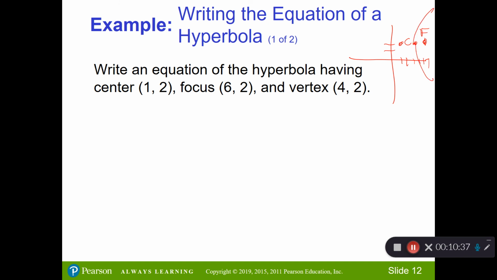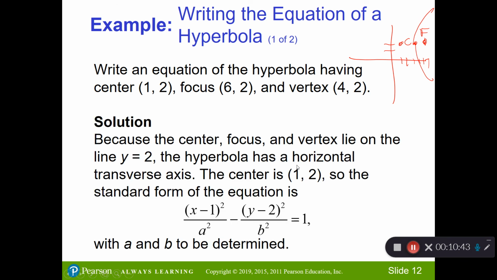Well, if that's a vertex, that's a focus. I open around the focus. I've got to be going that way. So the x has got to be the one that's positive. We're opening left and right. So I know that x is positive, the y is negative, and since the center's at 1, 2, I know it's x minus 1 squared and y minus 2 squared. And it's got to be equal to 1. Now we just need to figure out what the a and the b are.